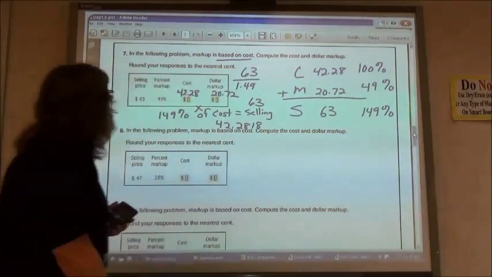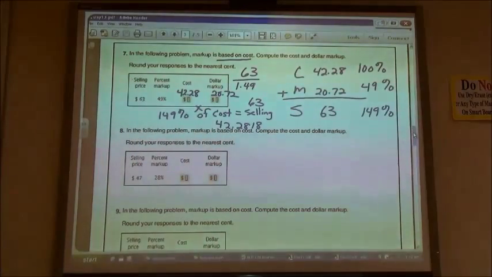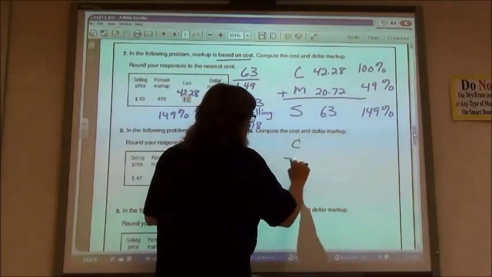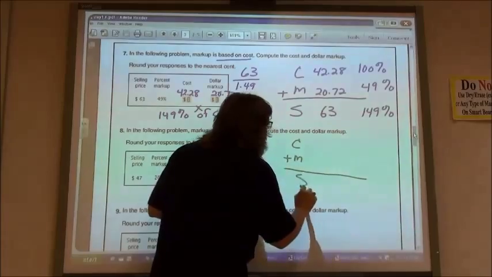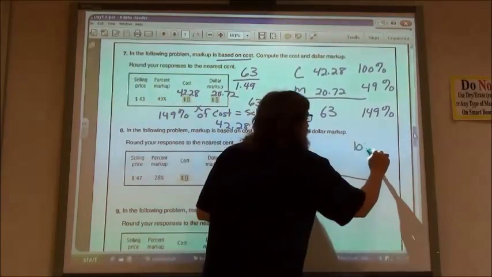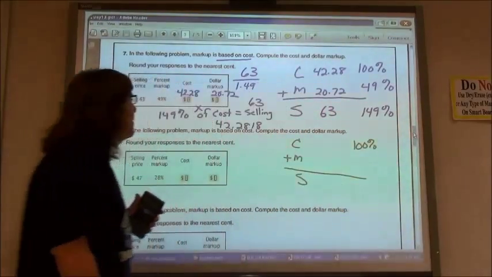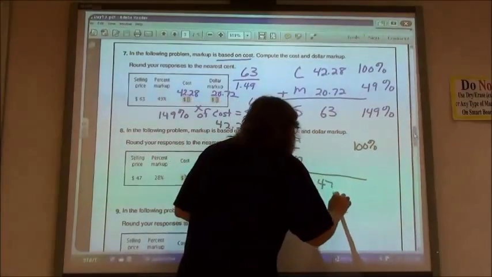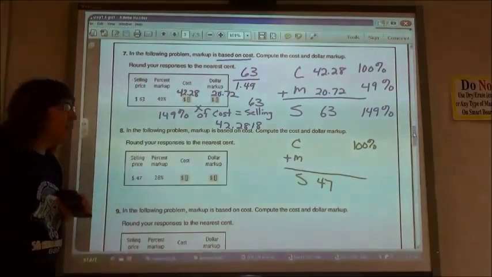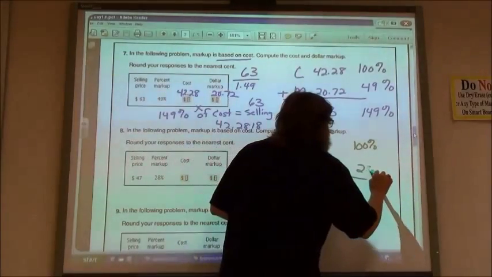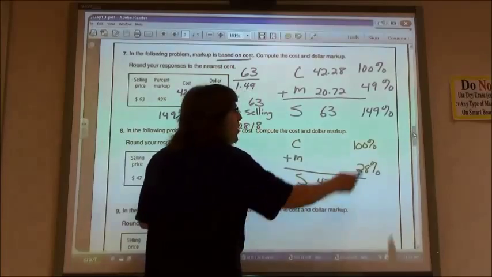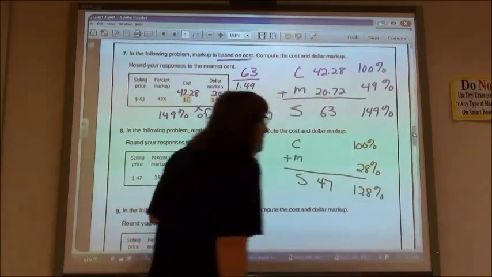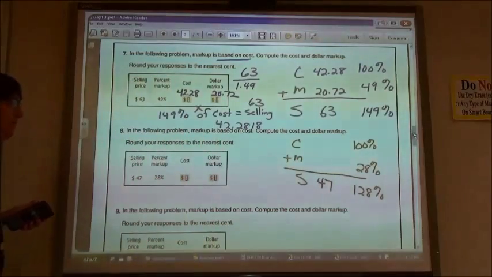So number 8 says in the following problem, markup is based on the cost again. Compute the cost and the dollar markup. So I know that the cost plus the markup has to equal the selling price. I know it's based on the cost, so my 100% goes over here. The selling price, again, $47. The percent markup is 28%. So I know that the cost plus the markup, the percent down here, has to be 128%.